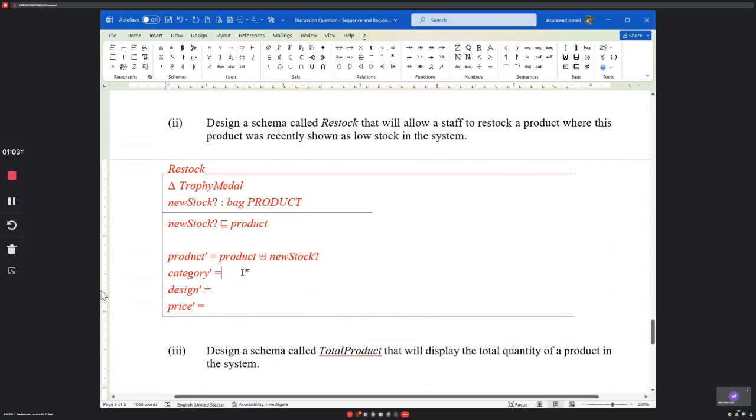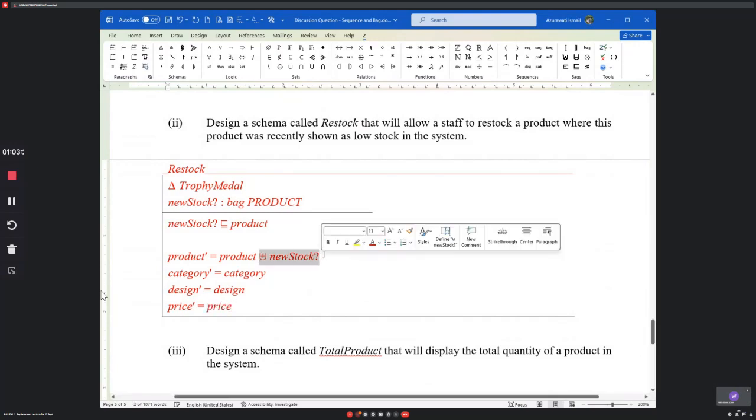Category remains unchanged because we are not adding a new category. Design also remains unchanged, and price also remains unchanged. So you just add this button when you want to restock the product. That is actually to answer the restock question here.